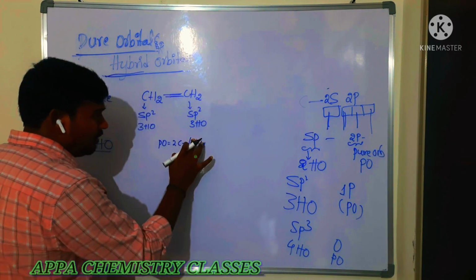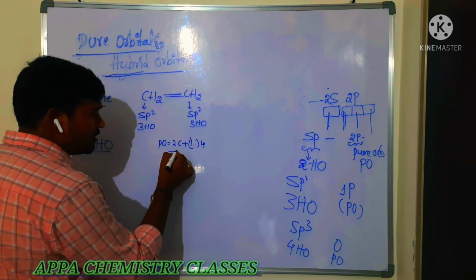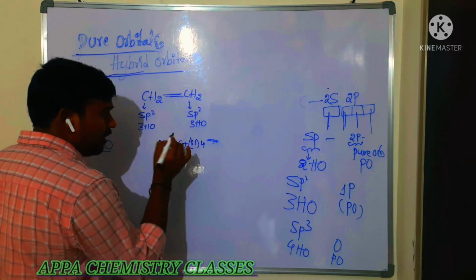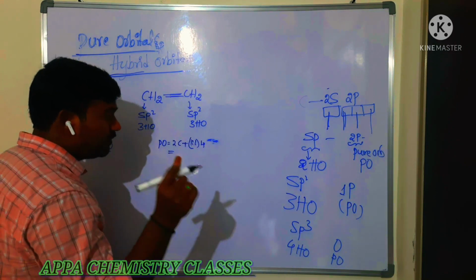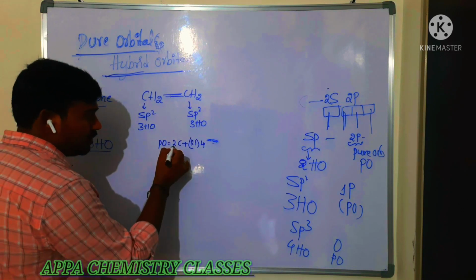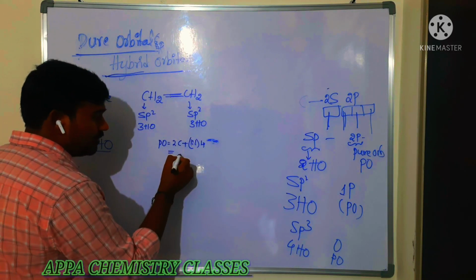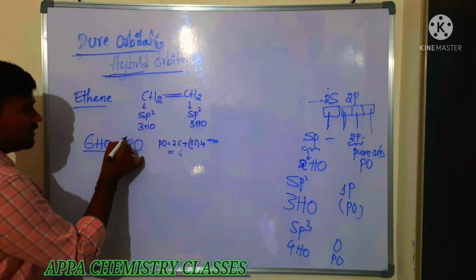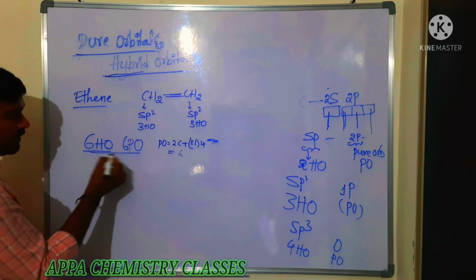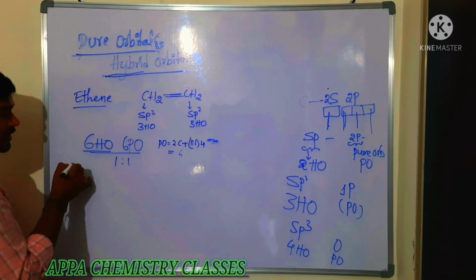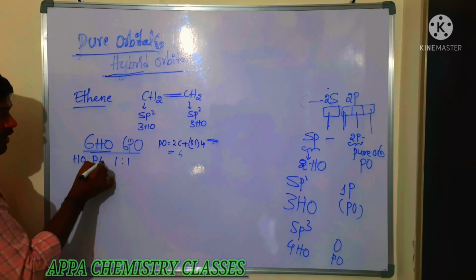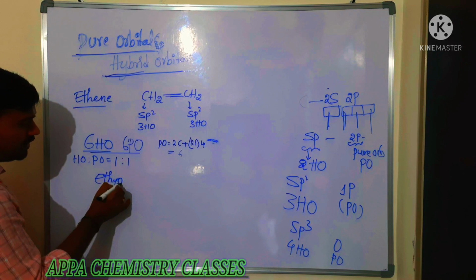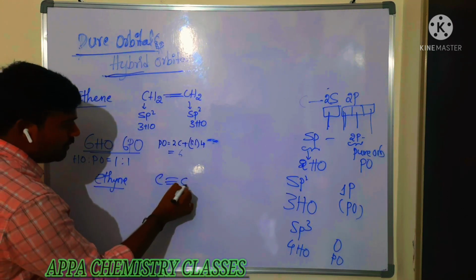So that is 1 into 4, that is 4 orbitals of hydrogen, each hydrogen atom contributing one s orbital. So total 2 plus 4 is 6 pure orbitals. What is the ratio of hybrid to pure orbitals? 1:1. Is that clear? Hybrid orbital to pure orbital is 1:1. So next I am going to see ethyne. Ethyne means C triple bond CH.